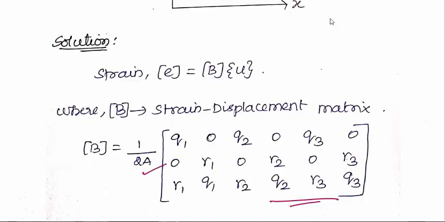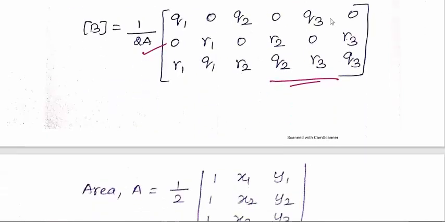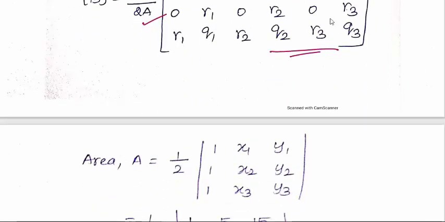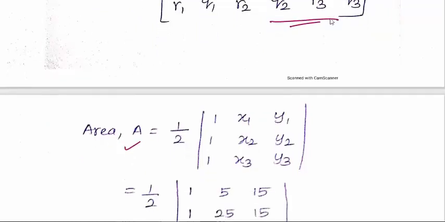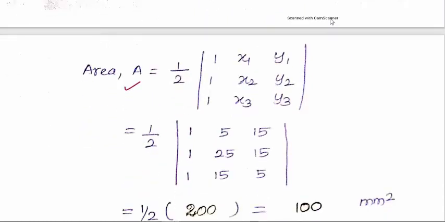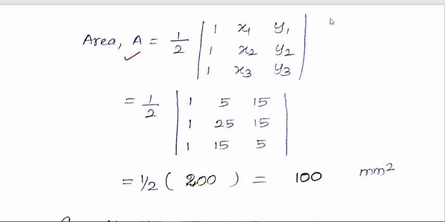Since the given element is a constant strain triangular element, we can use this formula to calculate the area of the triangular element: 1 by 2 determinant of 1 x1 y1, 1 x2 y2 and 1 x3 y3. By substituting the coordinate positions corresponding to the first, second and third nodal points, we can calculate the area of the given constant strain triangular element as 100 mm square.